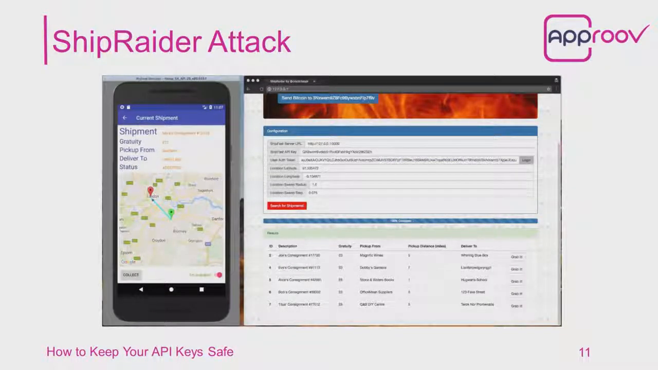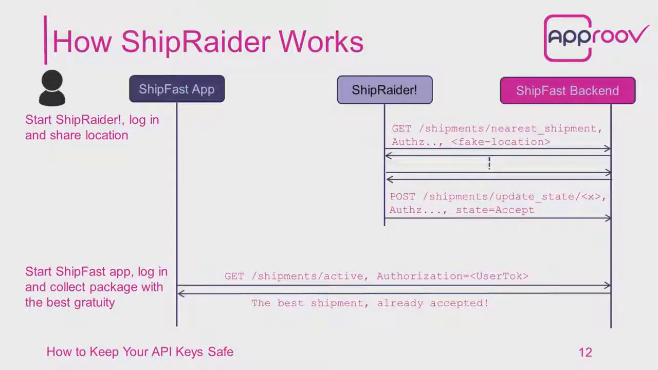And again, all the code for this and the website is available to see, so you can see how it works. What's going on here is that you now have two different clients using the same API key. So with ShipRadar, you provide your user credentials, and then it takes a fake location and does a sweep over locations, building up a picture of all the shipments which are available, and then allows you to accept the one that you want, which is probably the one with the highest gratuity, pushing that to the back end. Then you go into the app and complete the normal process.